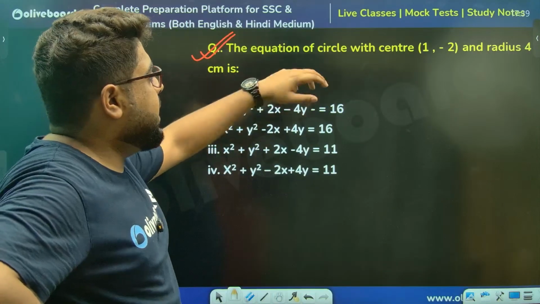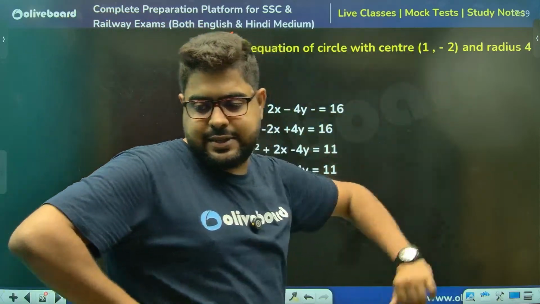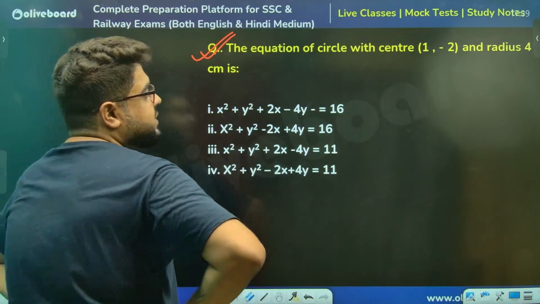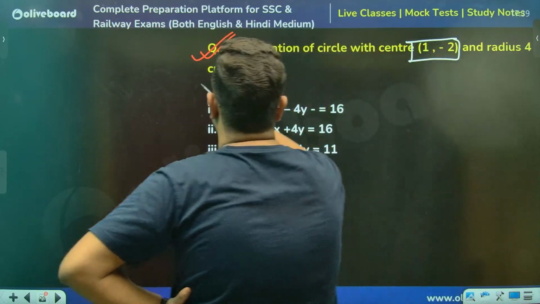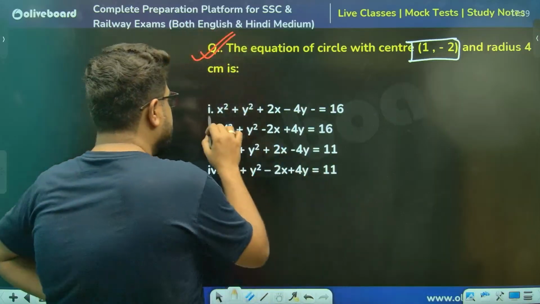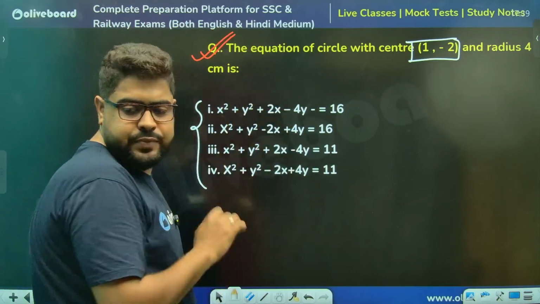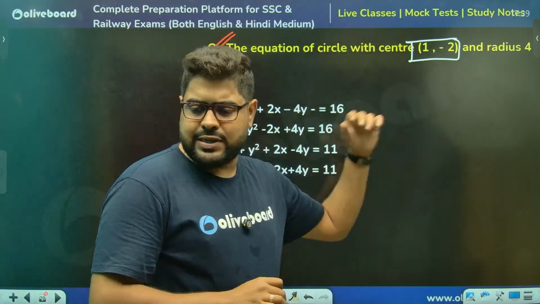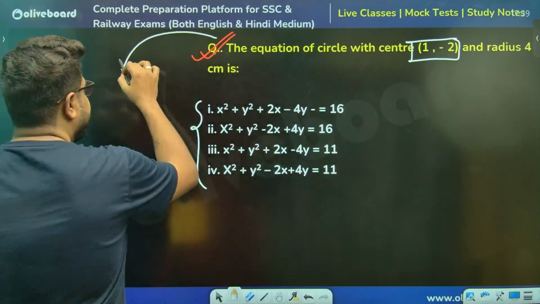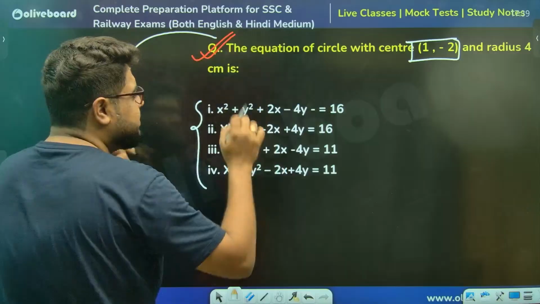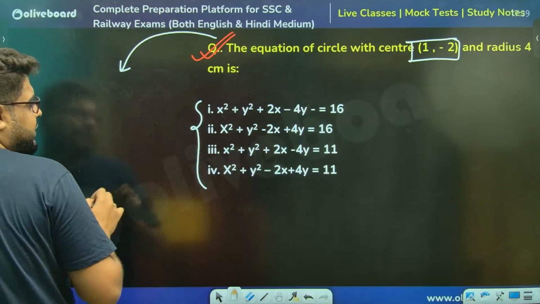Equation of the circle: center is this, radius is this. First things first, center is known, radius is known. Now, there are two ways. You can go through the options to check, or you can figure out the equation. I think figuring out the equation will be better, though both are equally good, not that difficult.